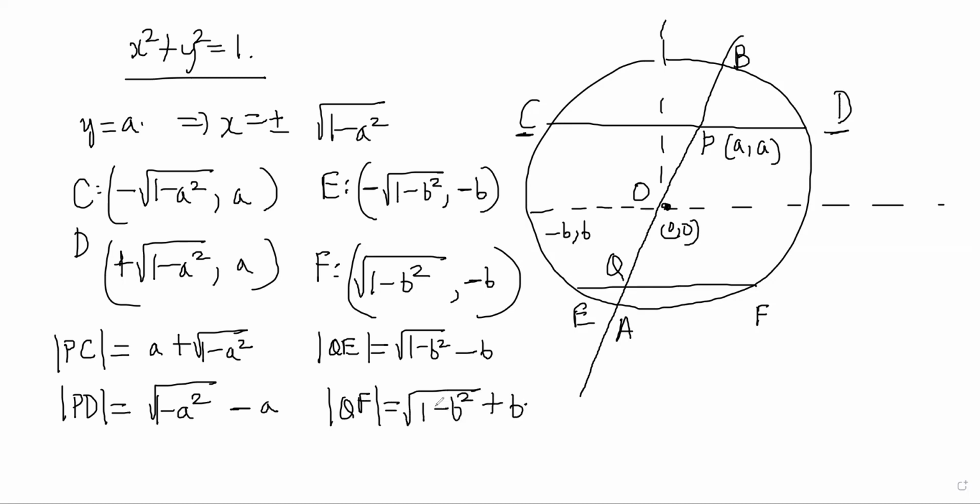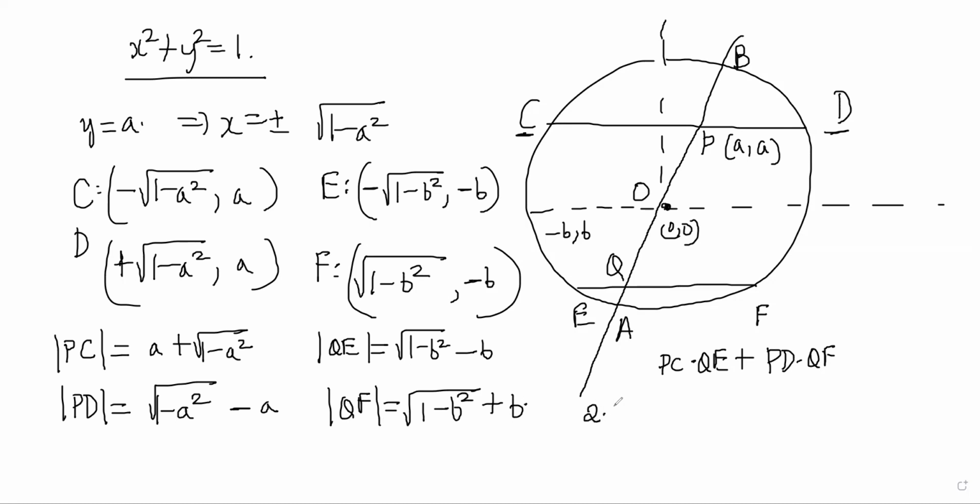Now you can prove the inequality that we had to establish. So what is it that we had to find out? PC times QE plus PD times QF. So PC times QE, if you see, will be 2 times.